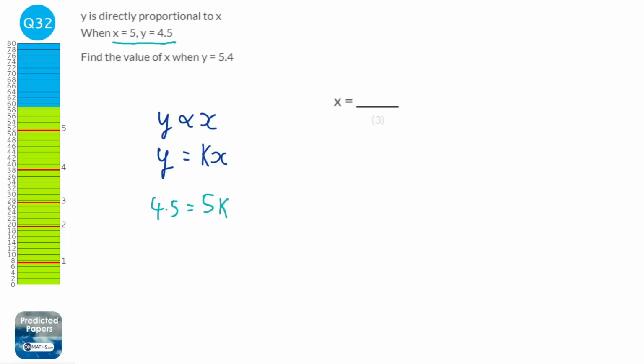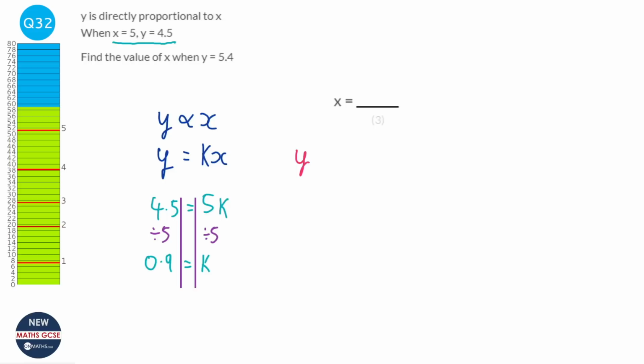Then I'm just going to quickly solve that, get my lines in, and divide both sides by 5. And so that's going to be 0.9 equals k. So k is 0.9. So I go back to the equation, and instead of y equals kx, I know that y equals 0.9x. Now k is a constant, which means it will never change, so it's always going to be 0.9.